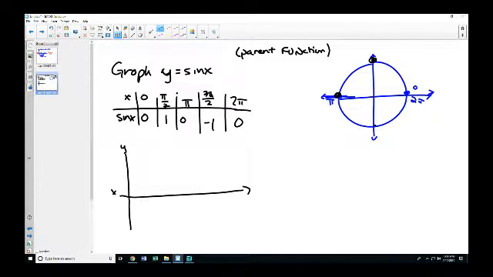Okay. So, plot those points. 0, 0, pi over 2. Now we're using a little bit of a different x scale because we have radians. 1, pi, 0, 3 pi over 2. Negative 1, and then 2 pi. Did you see that? Did you see the waveform?